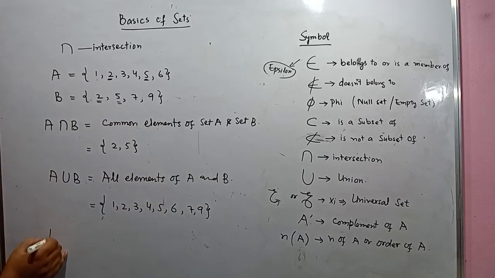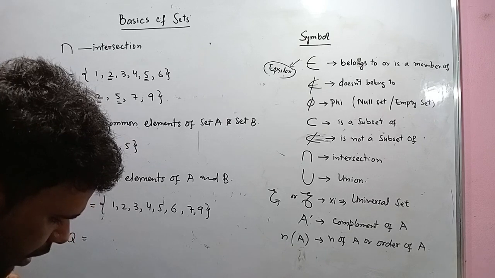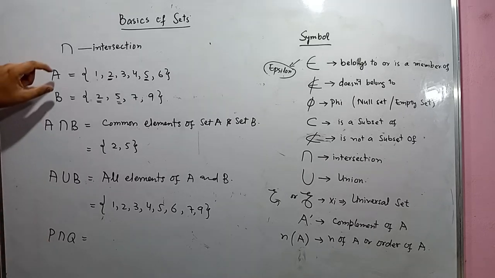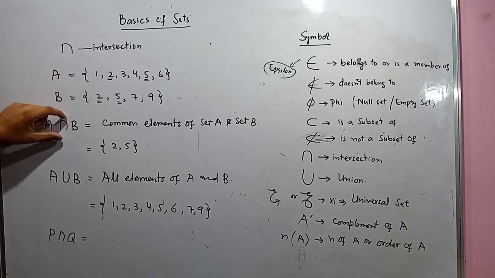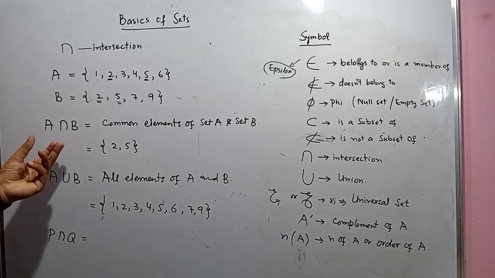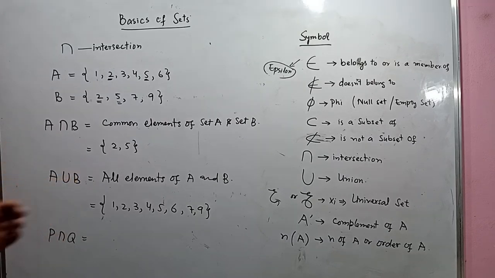And sometimes we have P intersection Q. That means all those elements which are common in set P and set Q. Sometimes we will have P union Q. It depends upon the set. What is the name of the set? Similarly, in a simple way, we should understand this intersection, this union: all common elements is the intersection, and all elements of A and B is the union.